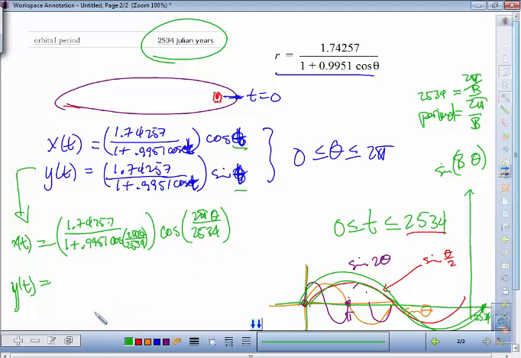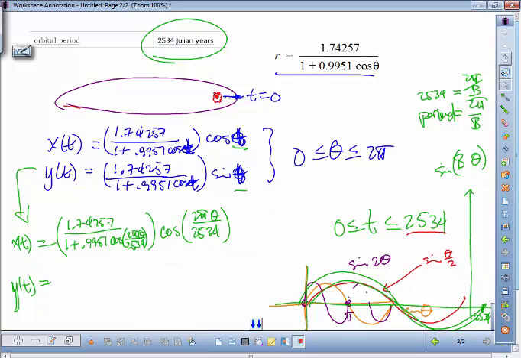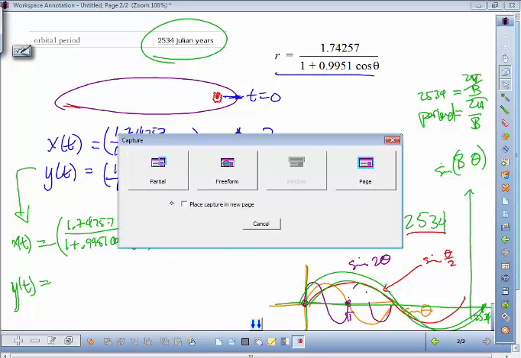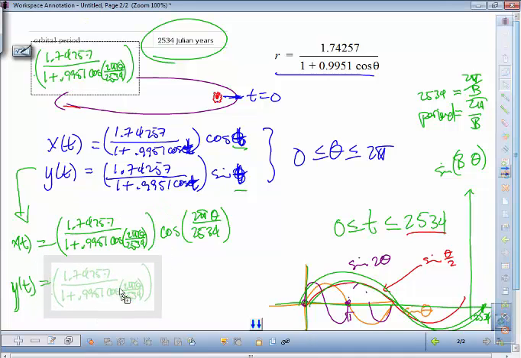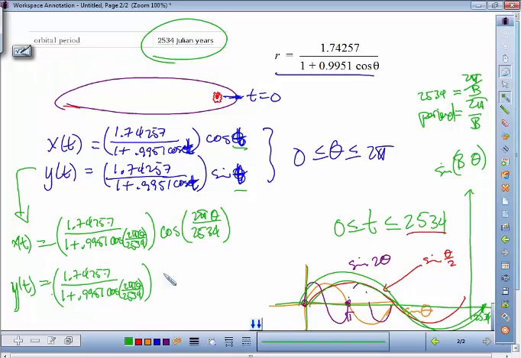Okay? So once you have that, you can parameterize the path using now this parametric equation. So you would write the same thing here. I'm just going to copy it. And then multiply this by sine 2 pi theta over 2534.